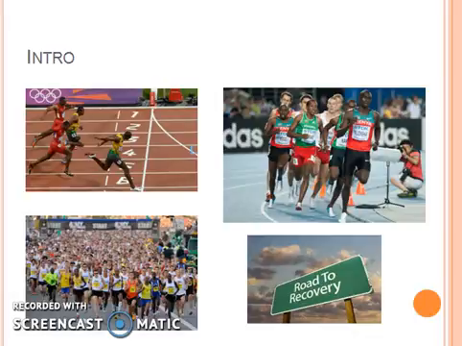This is a recovery system, therefore recovery will be taking place while the athlete is running. The intensity and the duration of the exercise will determine the recovery for the exercise. If the intensity is higher, there will be a longer recovery. If the intensity is lower, the recovery will be quicker.